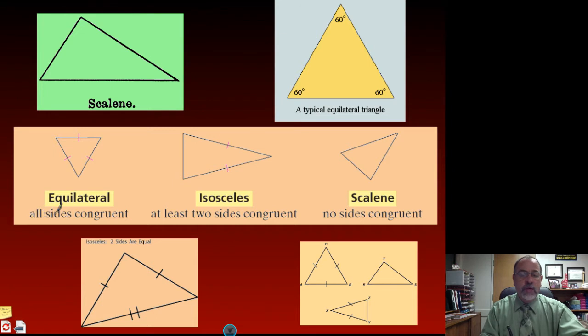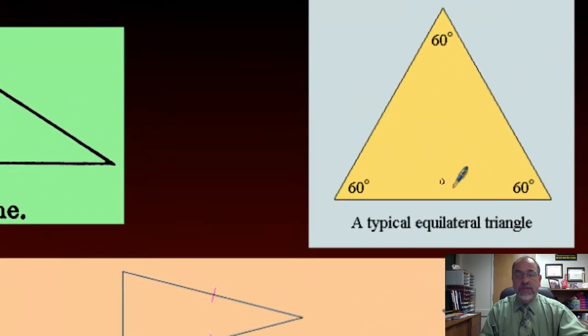The first one is equilateral. Now, that's kind of a big word, but if you break it down, it tells us what we're looking at. Equa sounds like equal, and lateral is another word for side or sideways. So we're looking at equal sides. In an equilateral triangle, all the sides are congruent. They're all the exact same length. So your typical equilateral triangle is up here, and all of the sides would be the same.